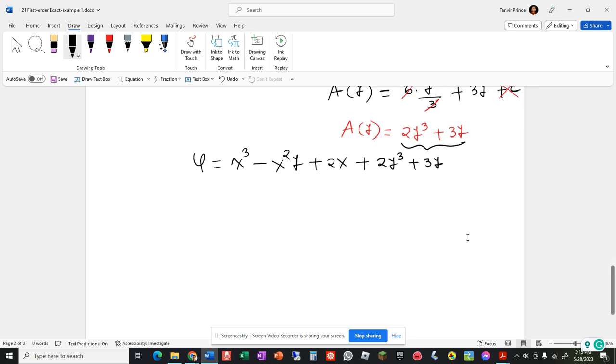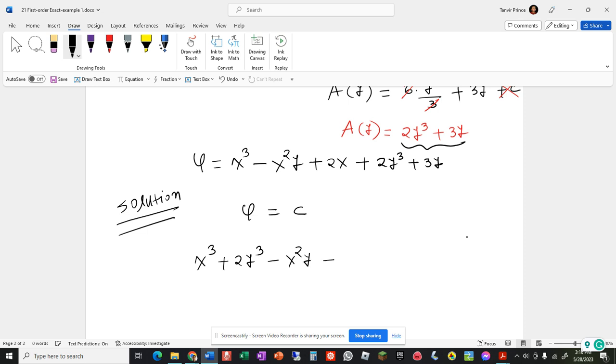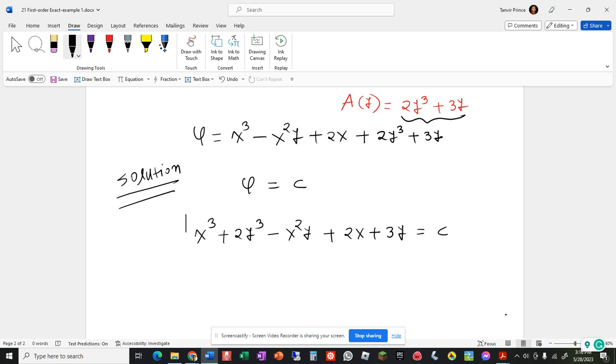So now I got my phi. The solution of this differential equation is given by phi equal to c. Let me copy my phi: x cubed plus 2y cubed minus x squared y plus 2x plus 3y equal to c. It's better to write the higher exponent in the beginning, as usual. That's my implicit solution.